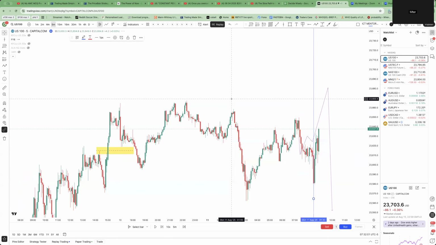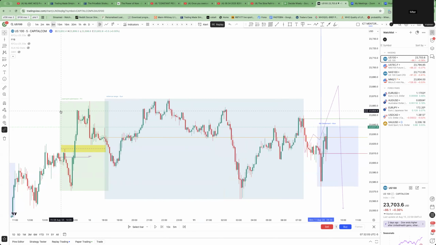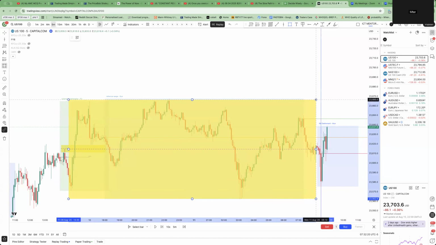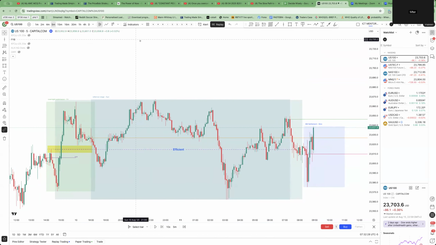So I'll switch to 5 minutes. And then what I'm looking for is I ask myself, since 2 p.m. till the market opens, till like 8:15 when I start trading, or 8 o'clock, it doesn't matter: is the range efficient? If it's efficient, then I want the market to take one side of the range.